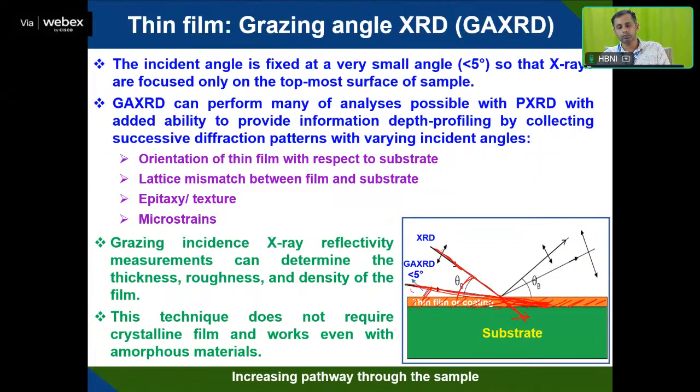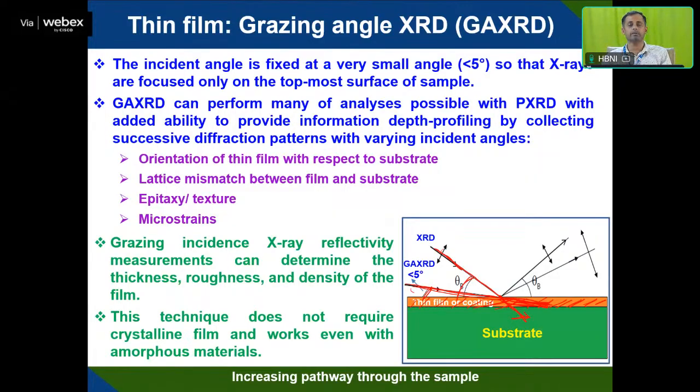Many analyses are possible with powder X-ray diffraction, with the added ability to provide information about depth profiling by collecting successive diffraction patterns. By changing the angle, from 1 degree to 5 degrees or more, your angle of incidence will change, so your penetration depth will change. Based on that, you can find out the depth profiling.